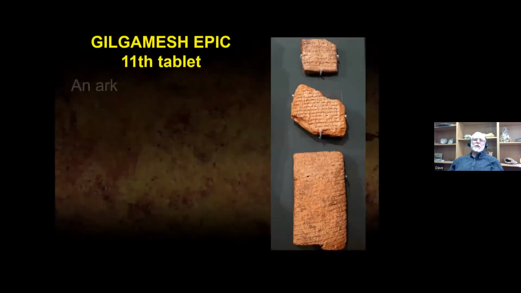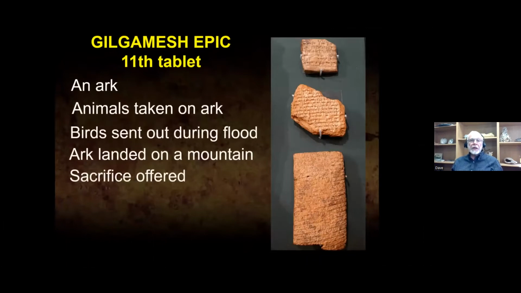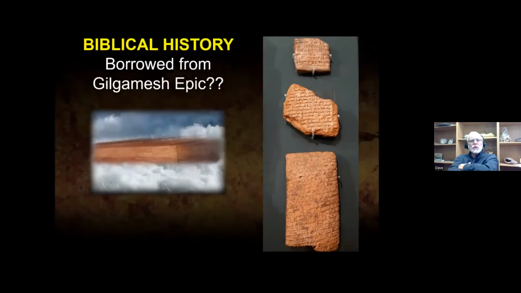For instance, there's one that's called the Gilgamesh Epic. The 11th chapter talks about an ark. Animals taken on board the ark, birds sent out during the flood, ark landed on a mountain, sacrifice offered. Those are exact points that you find in the account given in Genesis 6 through 8. And so people say, well, that's so close. Maybe the biblical history was borrowed from what they considered the more ancient Gilgamesh epic. That might be a problem, but it isn't.